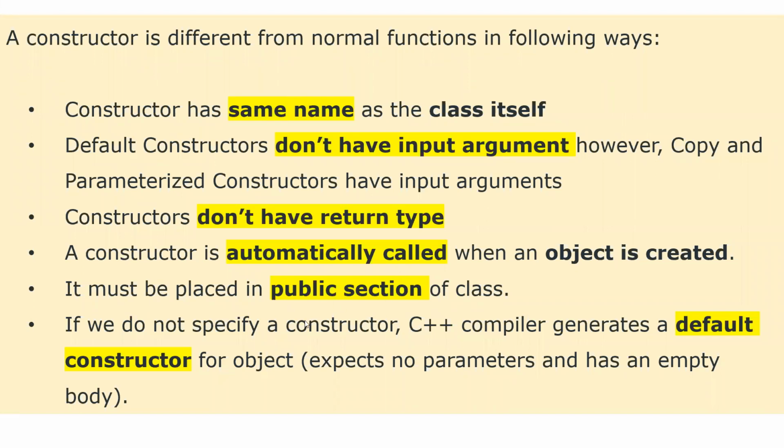Constructors are always public, right? The access specifier is public. Then, if we do not specify constructors, the C++ compiler generates a default constructor for the object. It expects no parameters and has an empty body. We are not specifically giving the constructor, so C++ automatically generates a default constructor. These are some features of the constructor.